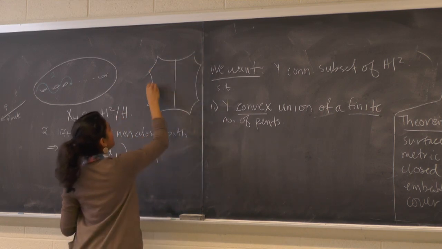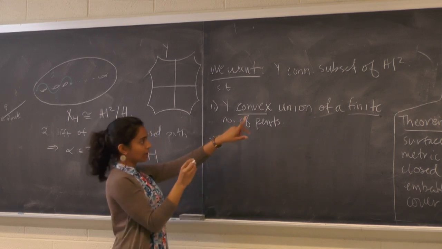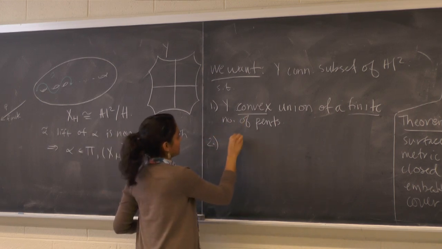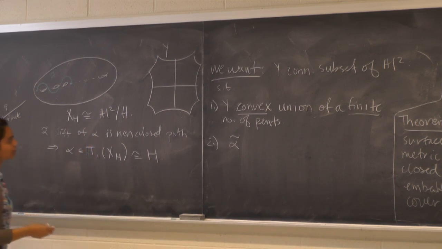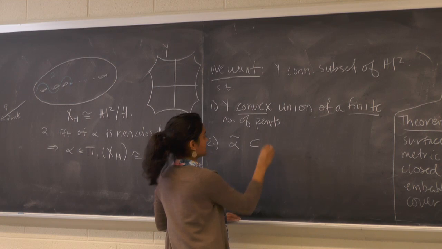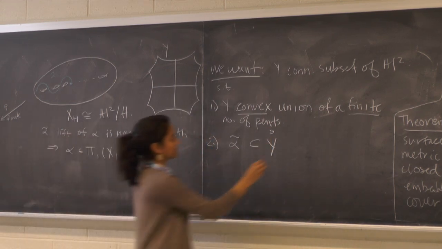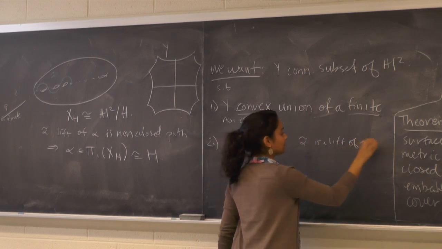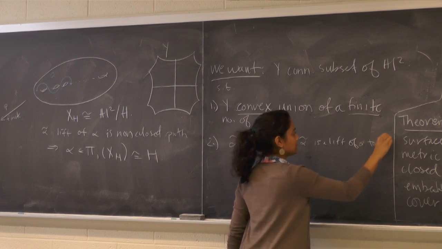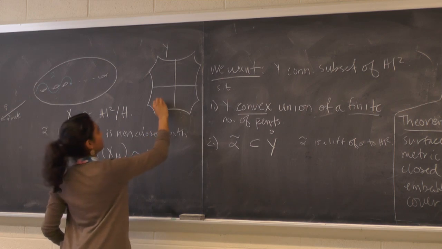Looks something like this. Okay? And the second thing, and I'll explain why we want those two things in a second, is that alpha tilde, a lift of this curve to the universal cover, is contained in the interior of this set Y. So alpha tilde is a lift of alpha, here. So that's sitting somewhere in here.